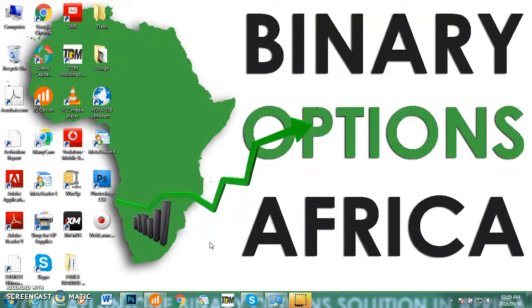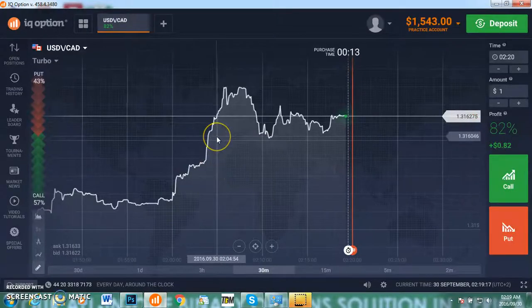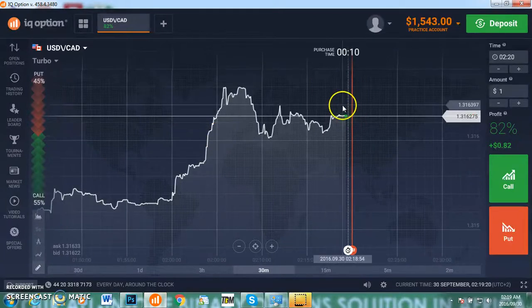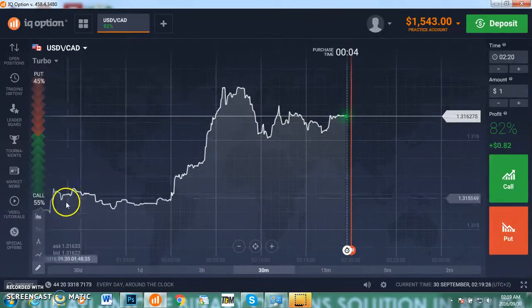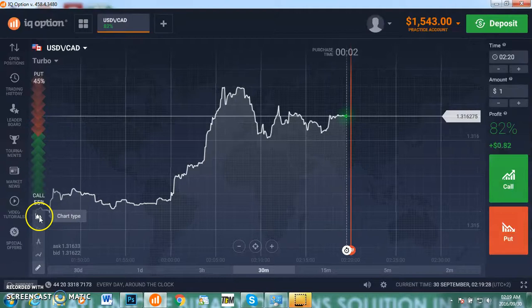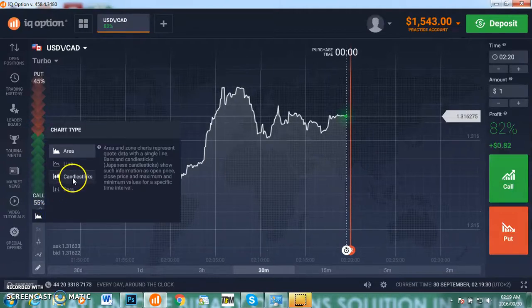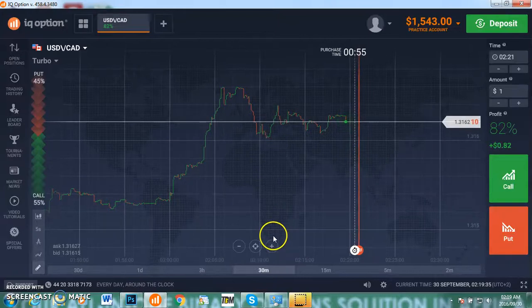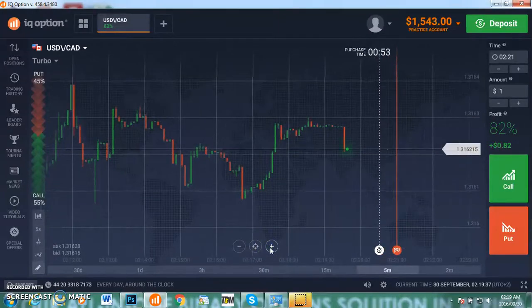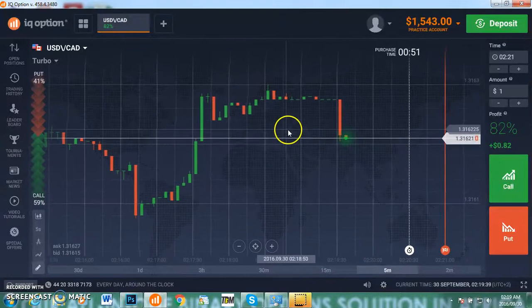I just want us to go through the Bollinger Band strategy quickly and do the settings. So you're going to go to your IQ Option, and this is how it appears when it hasn't been customized. What you're going to do is change the chart type to candlesticks, and this is what is going to appear. Just try to increase the size of your candles so you can see.